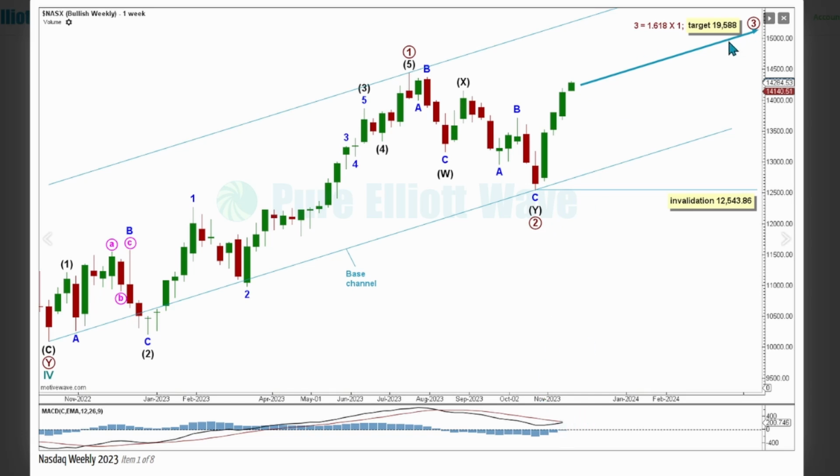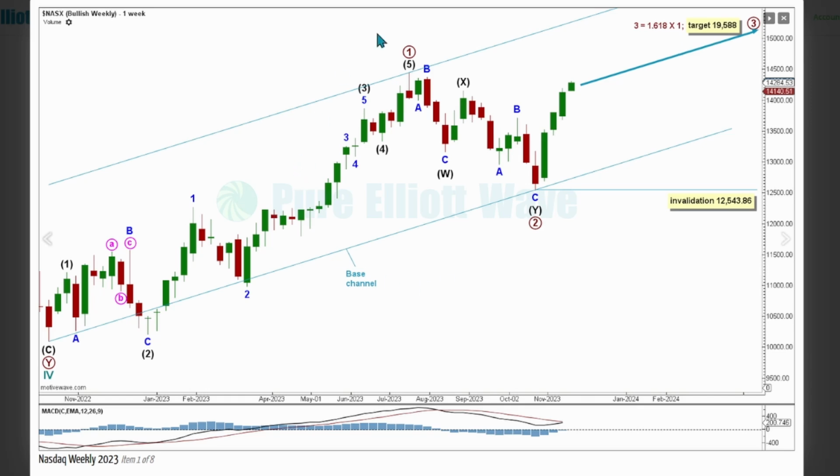Any second wave corrective movement within primary wave 3 cannot move below this start, where primary wave 2 is labeled complete at 12543.86. Primary wave 3 pulling price higher with a target calculated at 19588, the 1.618 Fibonacci ratio of primary wave 1.